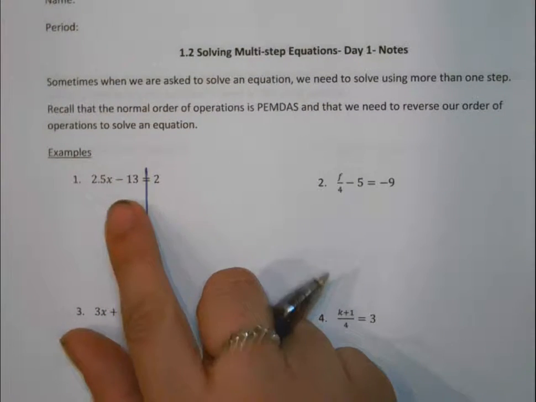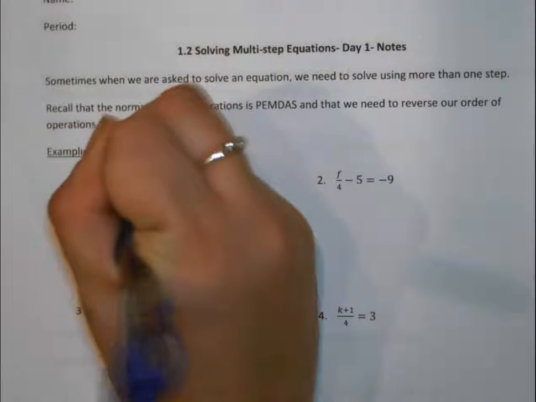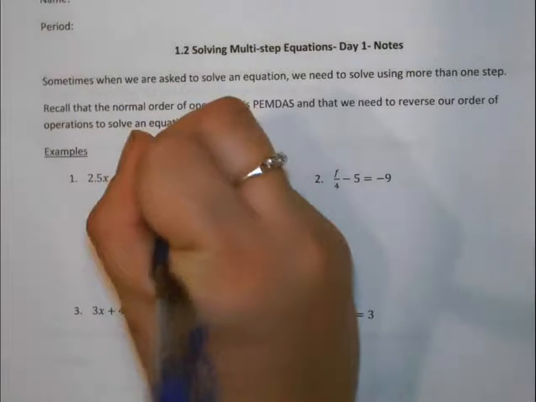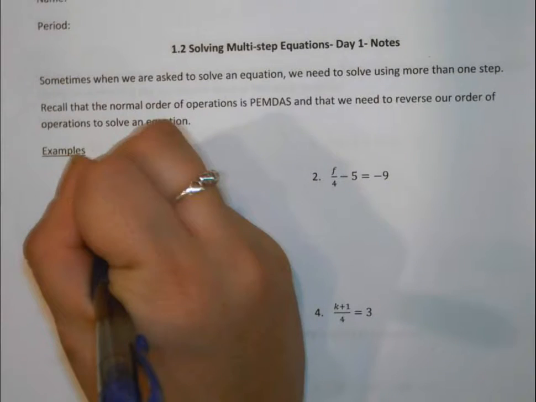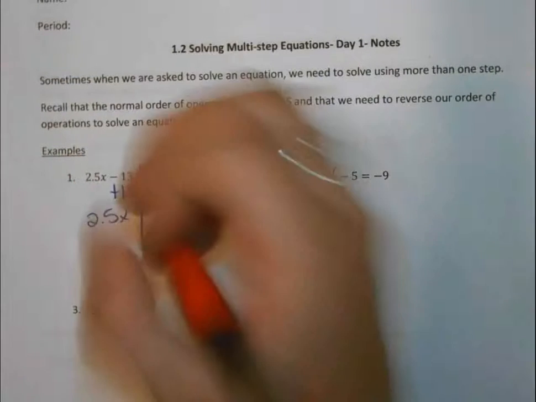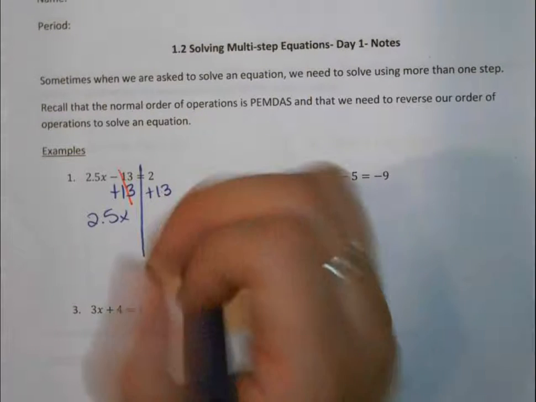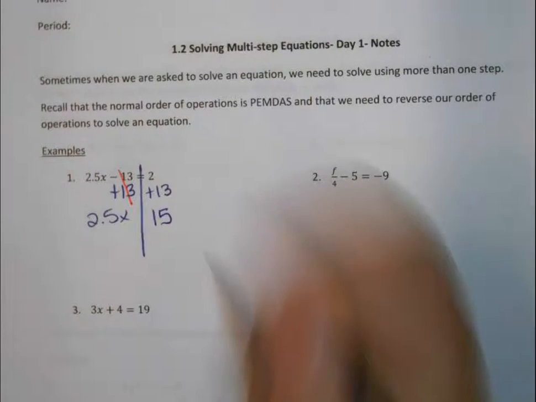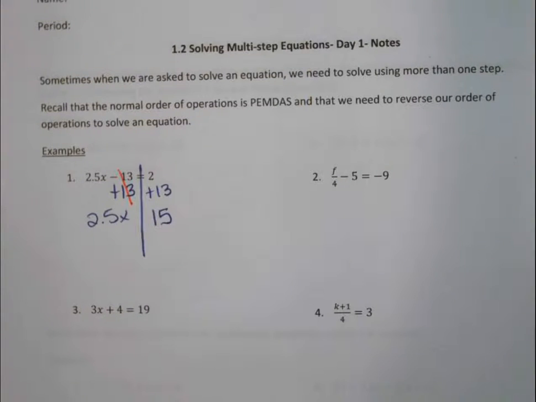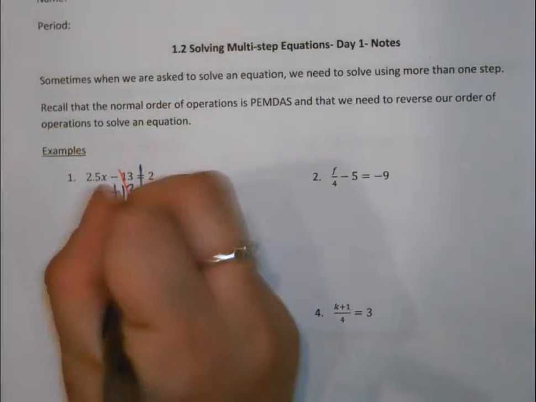What I want to do is start off by adding 13 to both sides. Okay. So on the left side, I get 2.5x, and the negative 13 plus 13 cancels out. On the right side, I have 2 plus 13, which is 15. I still need to get x alone, so I'm going to divide by 2.5 on both sides.